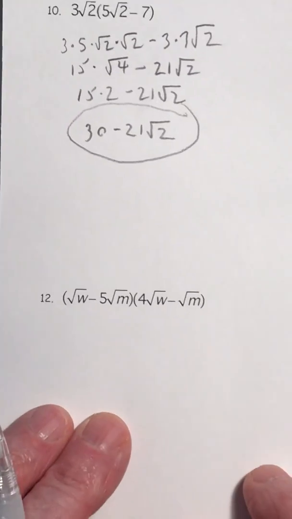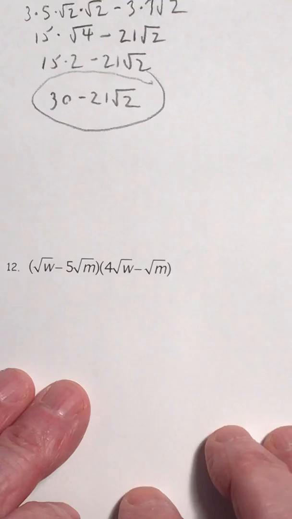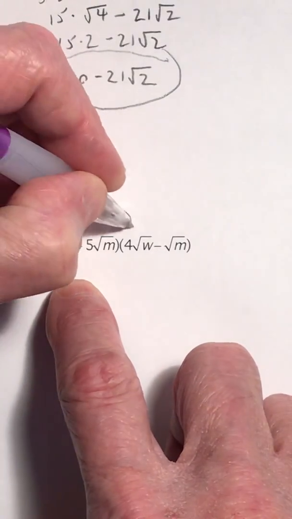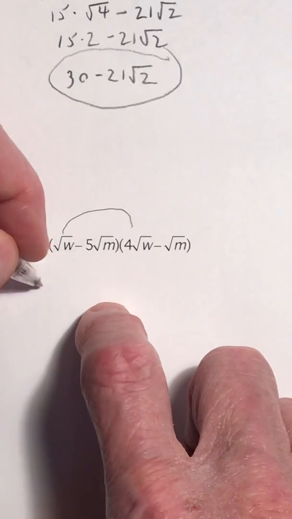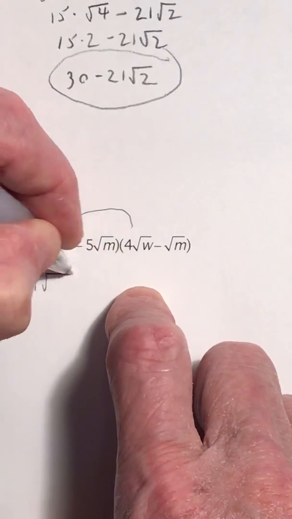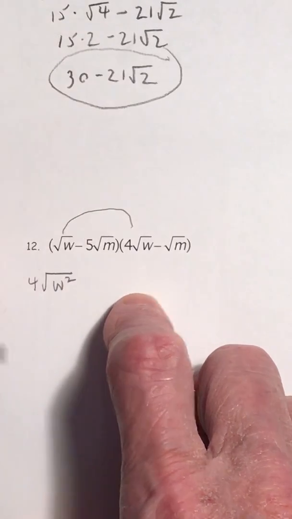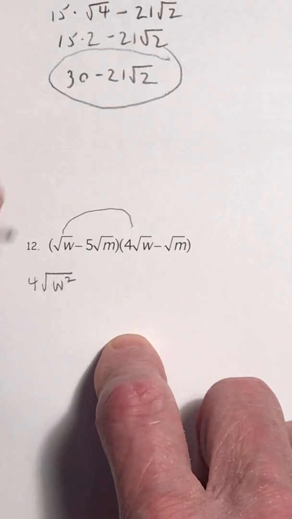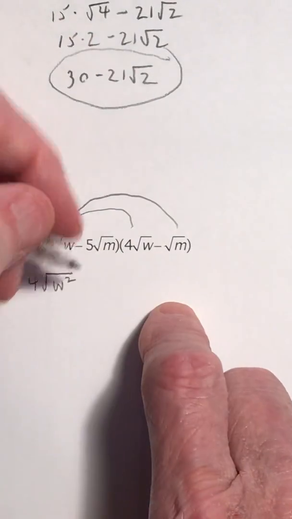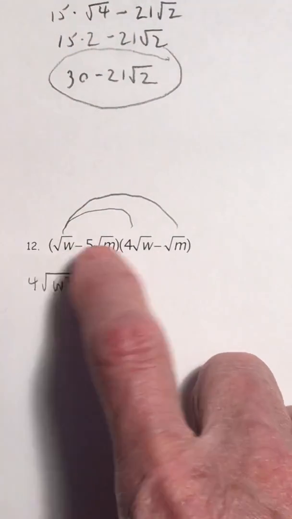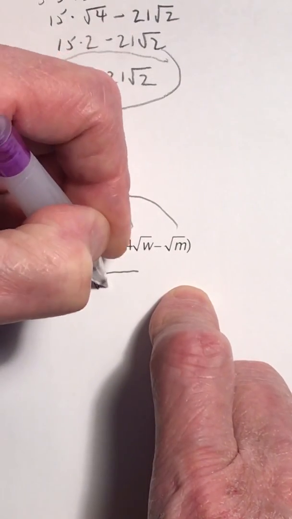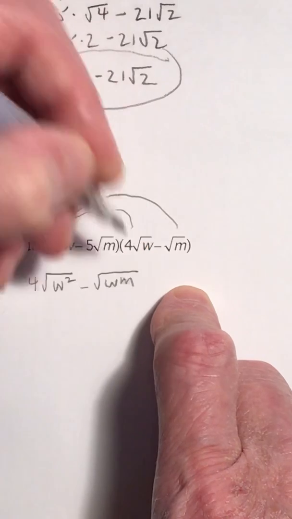And number 12 is this strange looking thing. Again, it's a FOIL problem. So I'll start with doing first terms. The 4 can come out in front. And the root w times the root w makes root w squared. We'll come back and fix that later. Now I'm doing this times this. And it's positive times negative makes negative. And we have square root of w times square root of m gives us square root of wm.